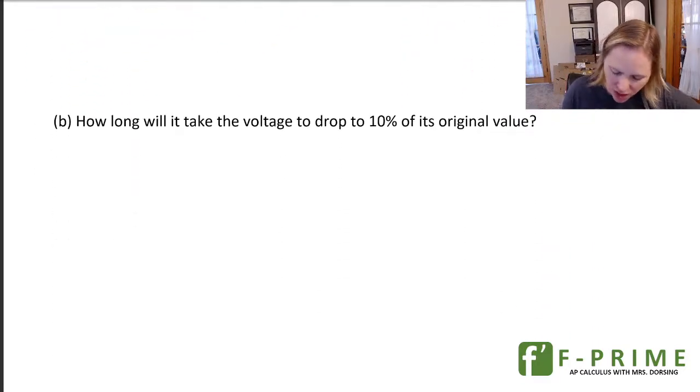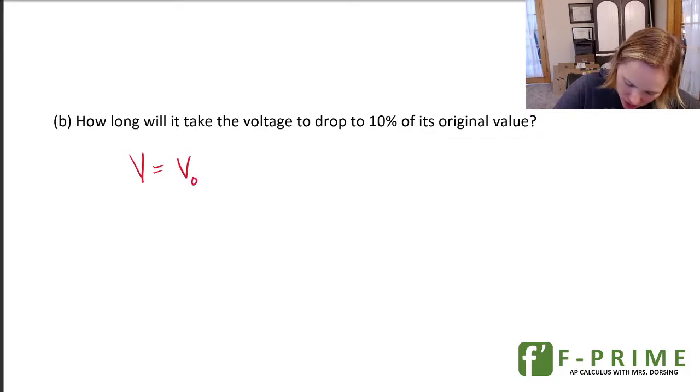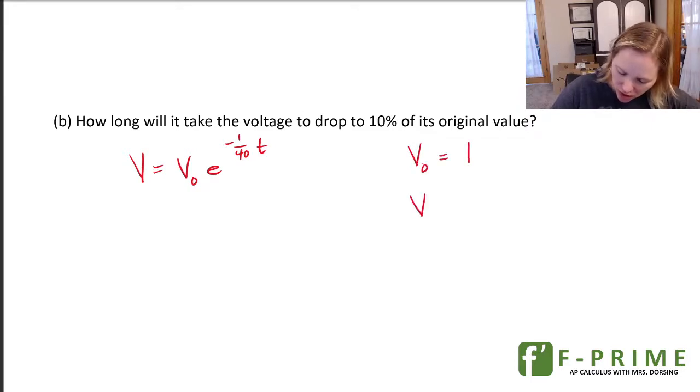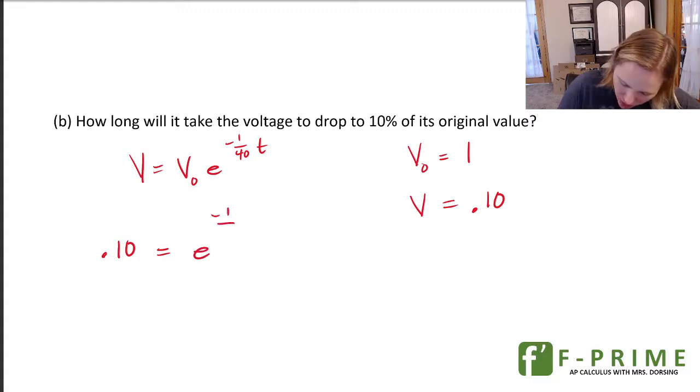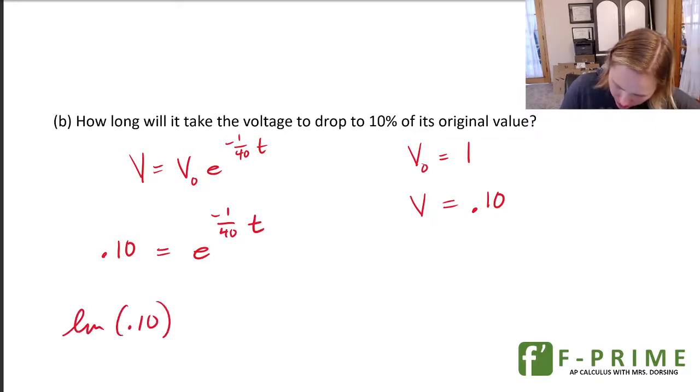So now that we have this equation, v equals v naught e to the negative 1 over 40 t, how long will it take? What is the time that it takes for the voltage to drop to 10% of its original value? If we let v naught be 100% or 1, then we're saying how long until v gets to 0.10. I'm going to plug that in: 0.10 equals 1, that's v naught, and then e to the negative 1 over 40 t. I'm going to natural log both sides.